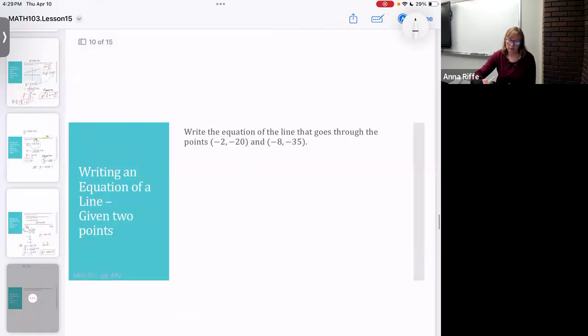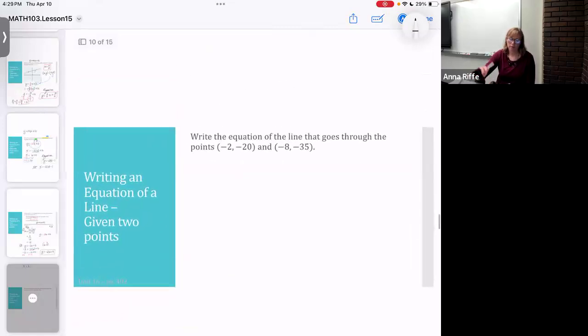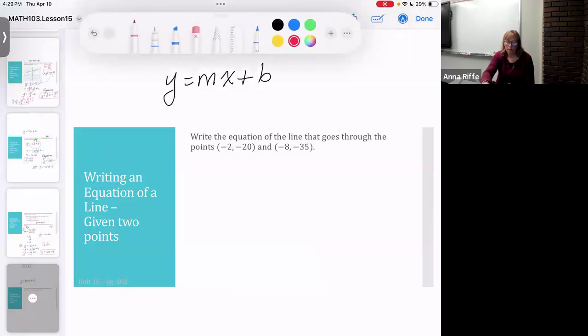Same idea with this next one. We want to write the equation of the line that goes through 2 points, (-2, 20) and (-8, -35). We are going to use the slope-intercept form of the equation of the line, y equals mx plus b. My goal is to find m and to find b. If I have those two pieces of information, then that is enough to write the equation.